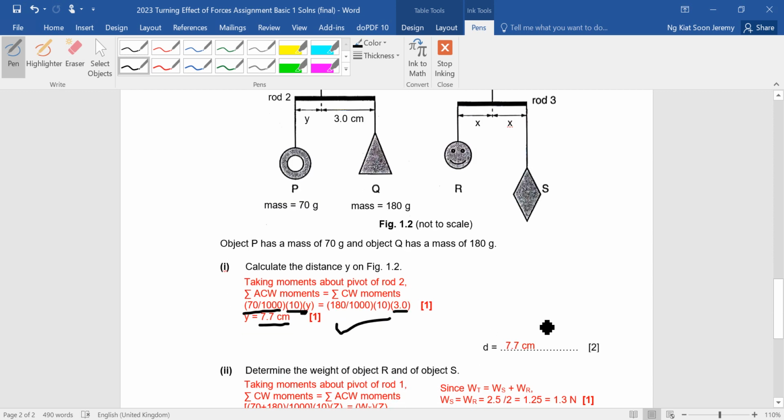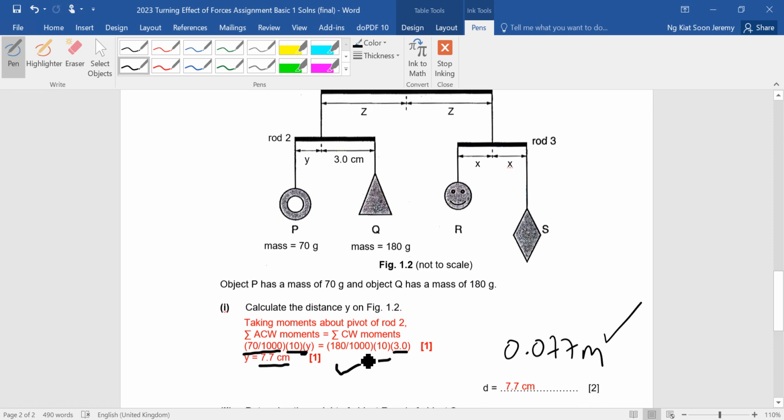Right, so some of you gave me the answer in meters, 0.077 meters, which is perfectly fine. Right, we look at the weight of R and S. Alright, so how do we find the weight of R and S?